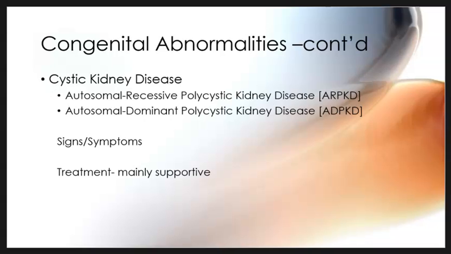Another feature is that autosomal dominant will have cysts in other parts of their body, such as in their abdominal organs. They may also have aneurysms, abnormal cardiac valves, hernias, diverticuli, where autosomal recessive has none of these.